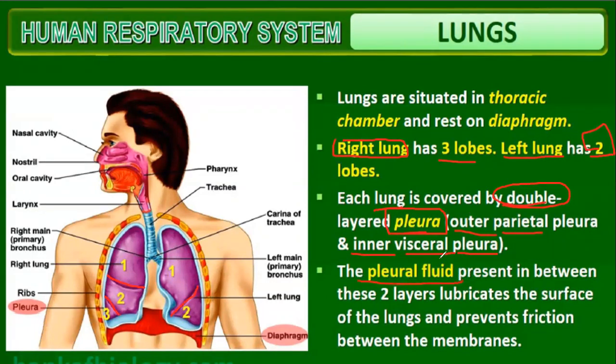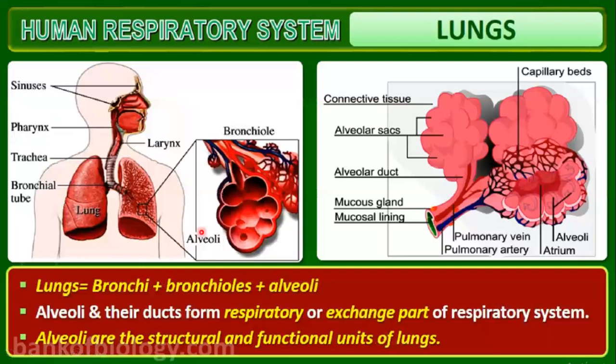The pleural fluid present between these 2 layers lubricates the surface of the lungs and prevents friction. So what is the function of the pleural fluid? It acts as a shock absorber. It prevents the friction between the 2 membranes of the lungs.